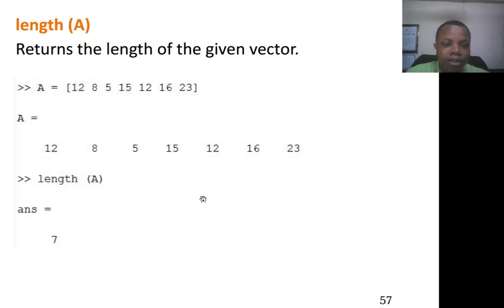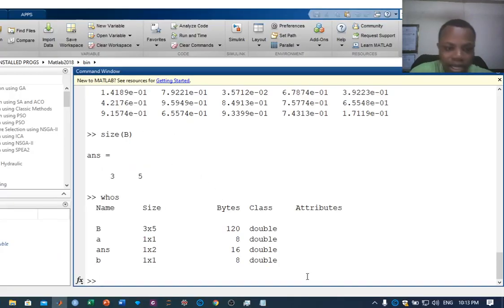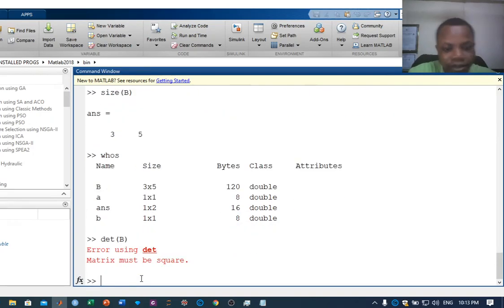Now with this, if you would like to see the length of any vector, that is the number of entries, we could use the function length, and this is just going to give us that. If you would like to determine the determinant of any matrix, we could use the function det. So with our matrix that we created, that is B, let's see if you could determine its determinant provided it's not singular. Yes, you could see that this matrix is not a square matrix, so we have a problem in there.